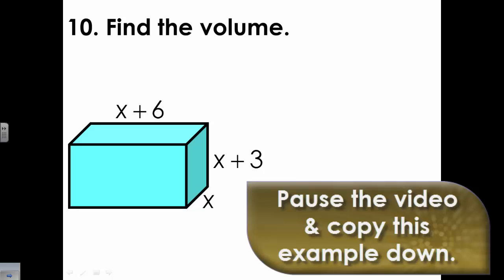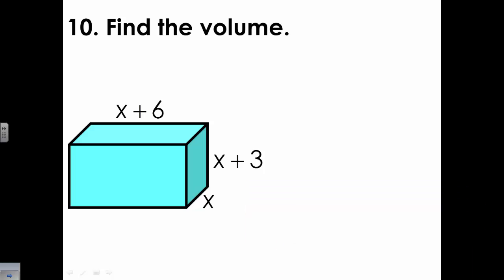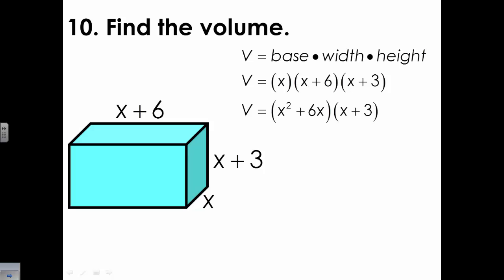Copy down this example. In order to find the volume, you have to multiply length times width times height. We have not learned how to multiply 3 things at a time. So on this example, you need to multiply 2 at a time, get an answer, and then multiply your answer times the third side.